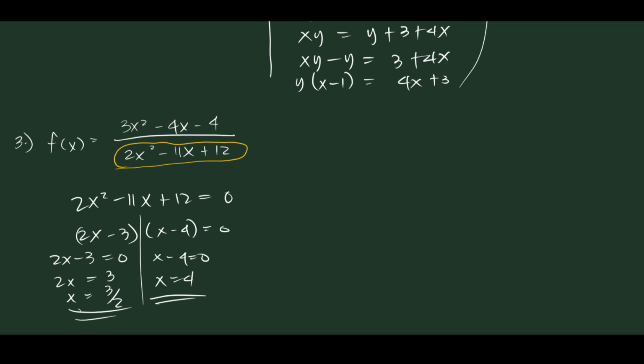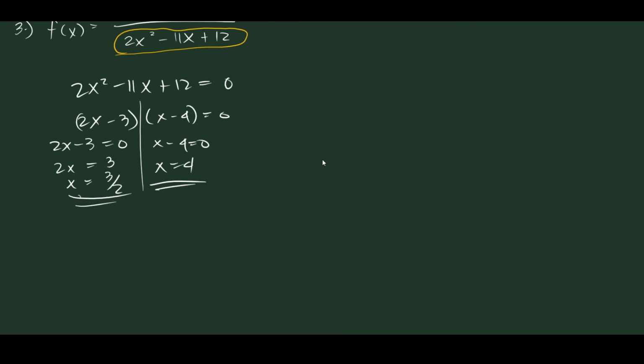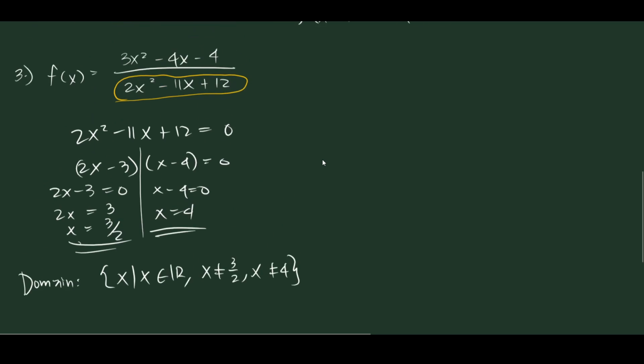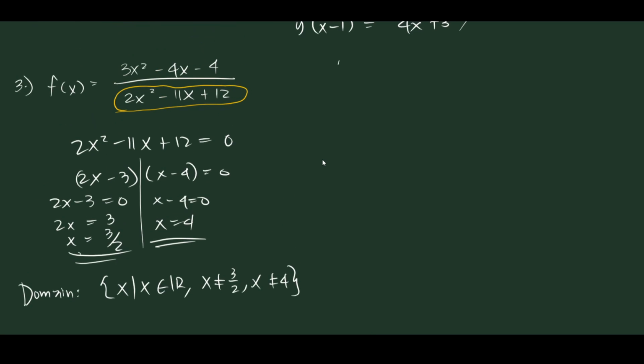Okay, so these are the values that make this function undefined. Therefore the domain is the set of all x such that x is an element of real numbers, then x is not equal to 3 halves, and then x is not equal to 4. Okay, so that is our domain.